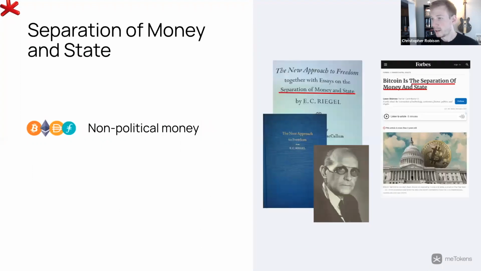fallout. And so what's interesting most particularly about E.C. Riegel, for those of you who haven't heard of him, you've definitely heard of something that he created, which was the coined term separation of money and state. The reason why he came up with this term was because he saw that a centralized, essentially issued currency could be used to benefit those who politically aligned with a government, while in poor economic times, this same instrument was used to exact harm on the population at large.